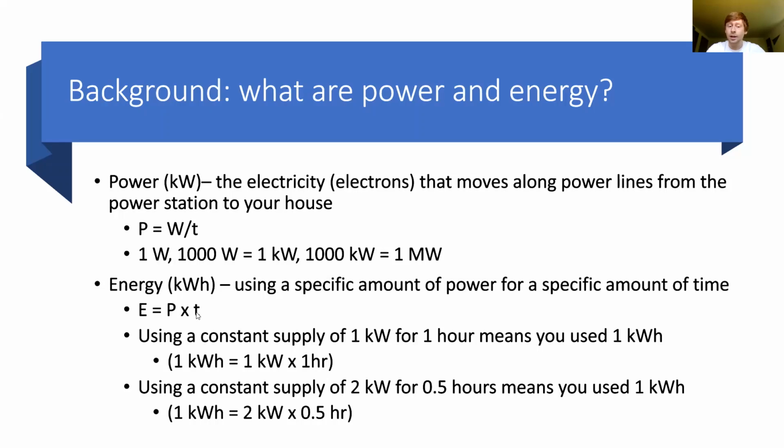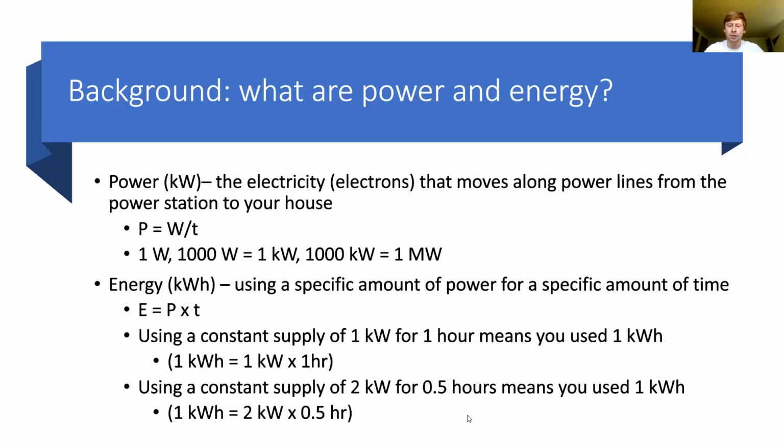And then energy, which is measured in kilowatt hours or watt hours or megawatt hours, it's using a specific amount of power. So say a kilowatt for a specific amount of time. So the equation for energy is power times the amount of time.